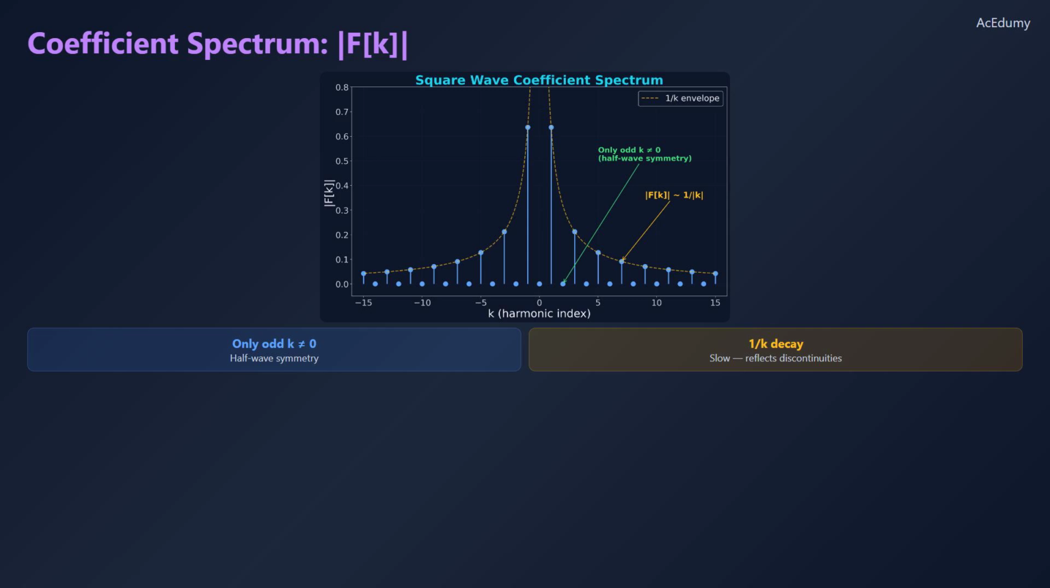Let's examine the coefficient spectrum of our square wave. Plotting the magnitude of f sub k versus k, we see a striking pattern. Only odd harmonics have non-zero coefficients, reflecting the half-wave symmetry. The magnitudes follow a 1 over k envelope shown by the dashed curve. This slow 1 over k decay is characteristic of signals with jump discontinuities. Smoother signals would have spectra that decay much faster, like 1 over k squared or even exponentially.